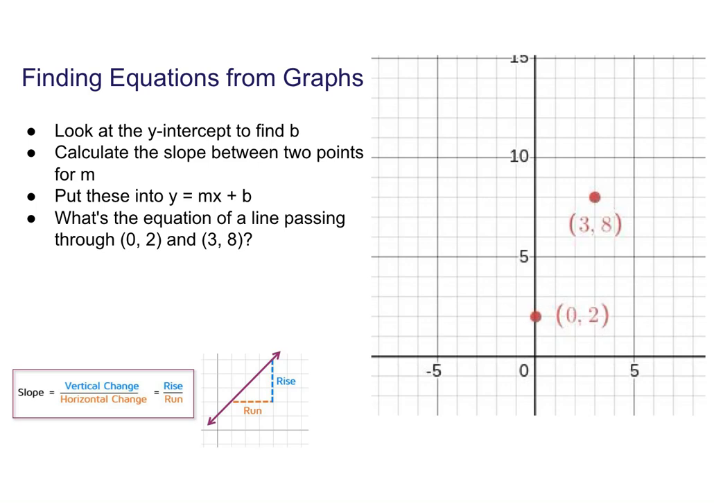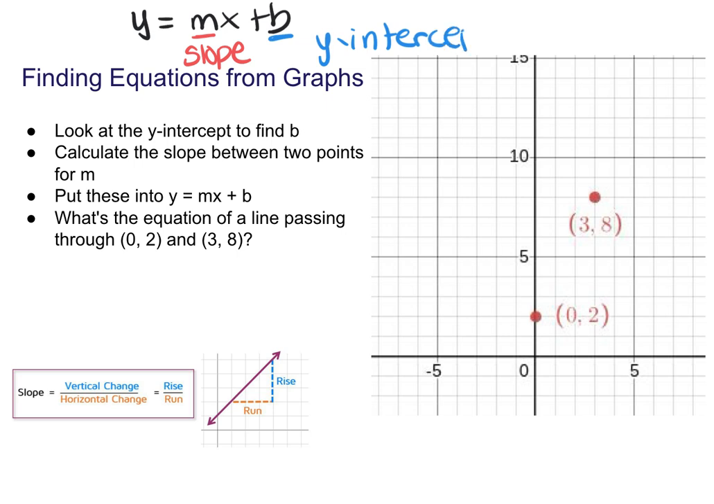Finding equations from graphs. So we have a formula in slope-intercept form called y equals mx plus b. We are able to write an equation for any line if we know the slope, the m, and if we know the y-intercept, the b. We can just replace those letters in the formula with the numbers that correspond to them.